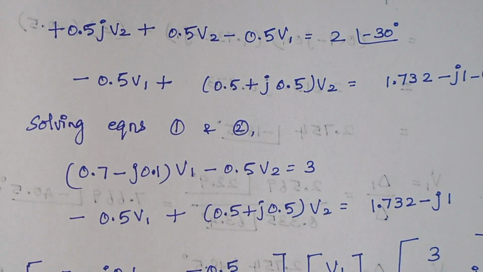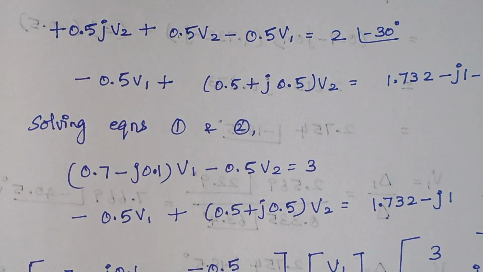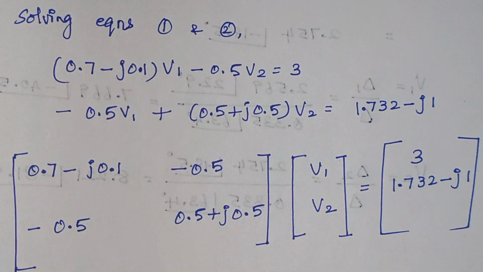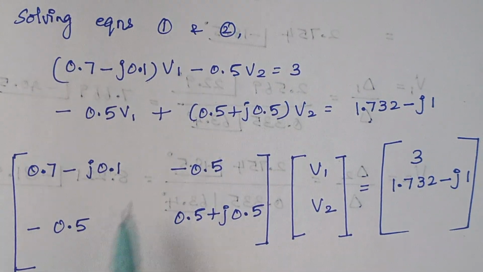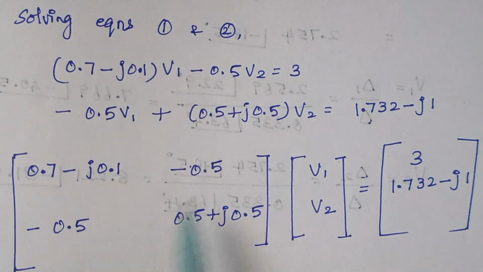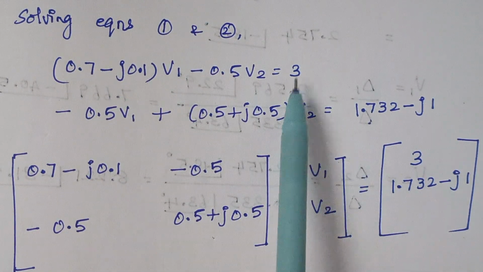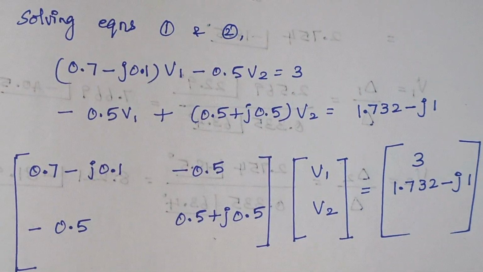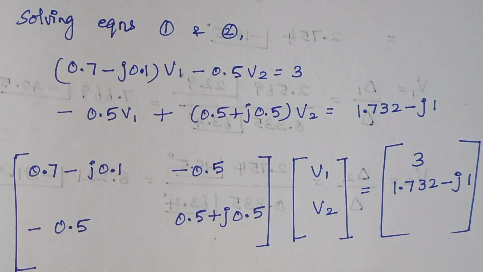Now we are going to write these equations in the form of a matrix. So here we have 0.7 minus j0.1 and here minus 0.5, that is the coefficients of V1, and the coefficients of V2 here. V1, V2 is equal to, here it is 3 and here it is 1.732 minus j1. Now we are going to find the values of del 1, del 2.